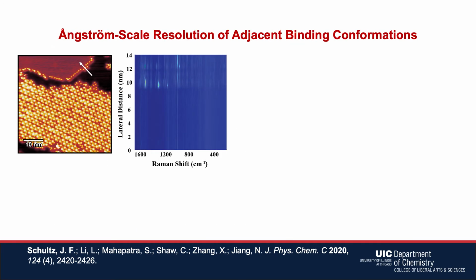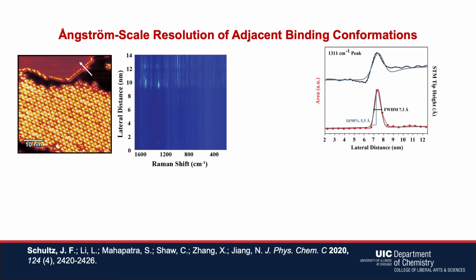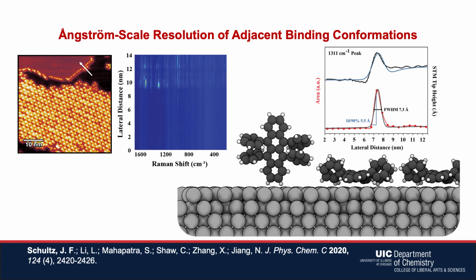The spatial resolution of TERS was tested by acquiring sequential spectra across the boundary of a molecular island and tracking the 1311 wavenumber vibrational mode that corresponds with a perpendicular orientation. As shown here, a TERS line profile results in angstrom-scale resolution of the different binding orientations, matching the spatial resolution of STM in this case, and enabling the identification of the conformations of flexible molecules that lie adjacent to each other on a surface.